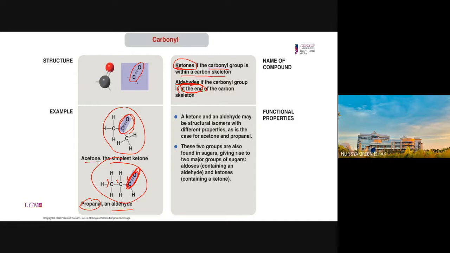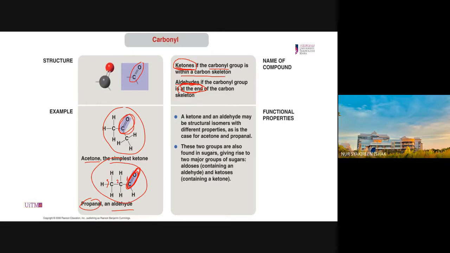So as is the case of acetone and propanal. As you can see in the picture, they have the same molecular formula: 3 carbons, 1 oxygen, and 6 hydrogen atoms. So same molecular formula but different arrangement of atoms. Because the position of the carbonyl group is different, it gives different properties to those two molecules.